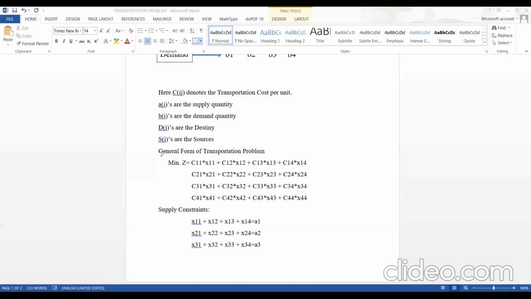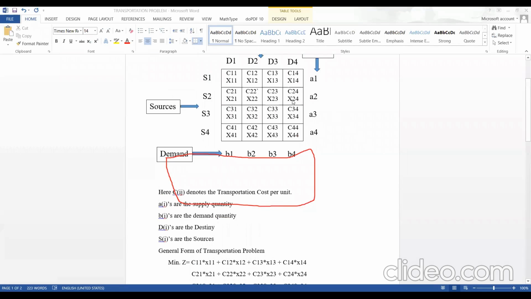So in that case, your objective function will be this: C11 into X11 plus C12 into X12, C13 into X13, C14 into X14. Then from source S2 to different destinations, C21 X21, C22 X22, C23 X23, C24 X24, C31 X31, like this. So a total of 16 terms will come.